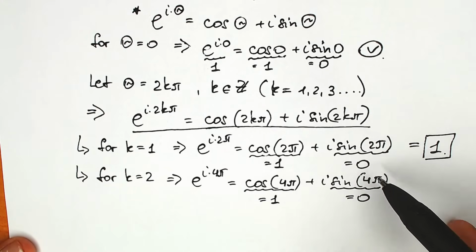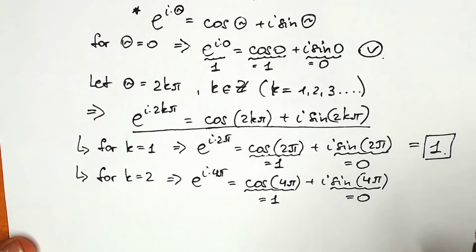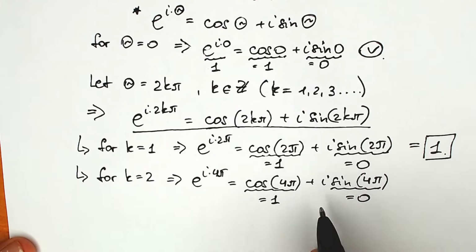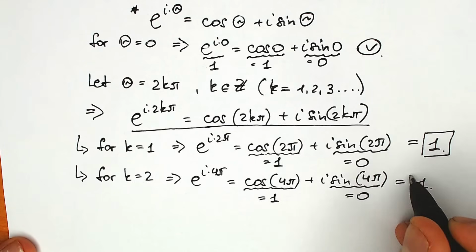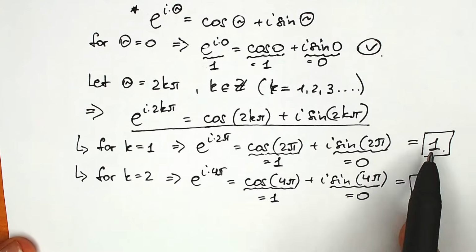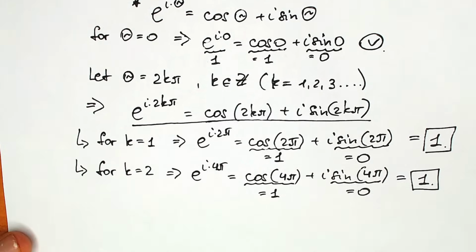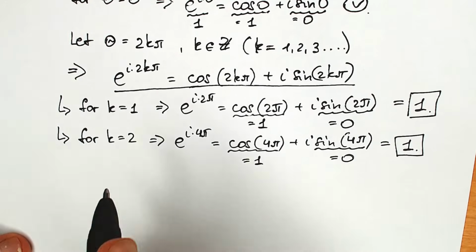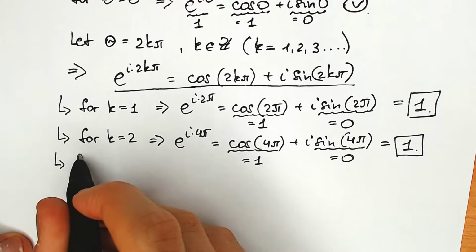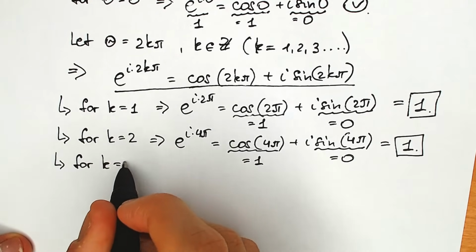Okay, 2 pi, 4 pi, 6 pi, we're talking about even values. 2, 4, 6, so it changed nothing. We're talking about the same 1 plus 0. So as a result we have the same 1 on the right side. So we have 1 right here and 1 right here. Really great. Right now let's test one more thing. Let's test k equal to 3. This is the final expression for us. So k is equal to 3. Let's see what will happen.